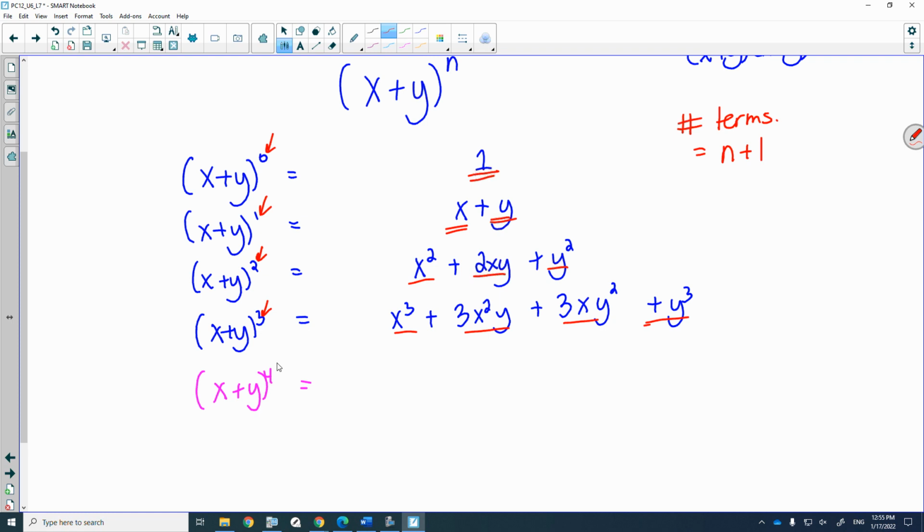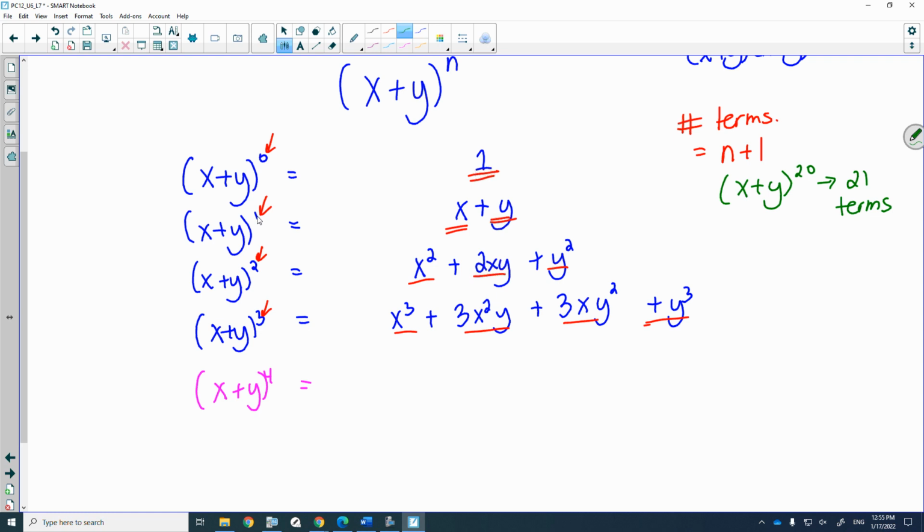But why it's good to know that is the following. I could say x plus y to the power of 20, and I could ask how many terms that expansion would have. It would have 21 terms. Okay, so that's one pattern that we could look at. Let's look at another pattern.